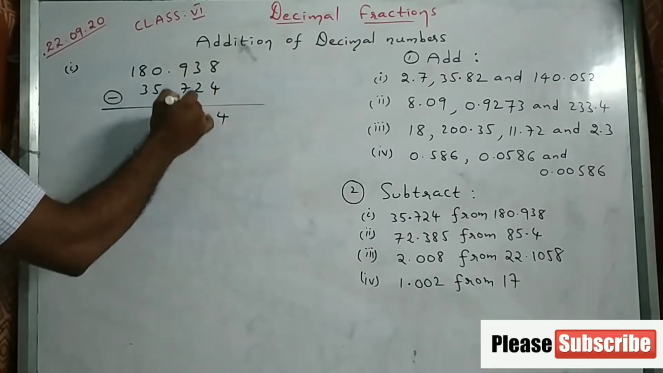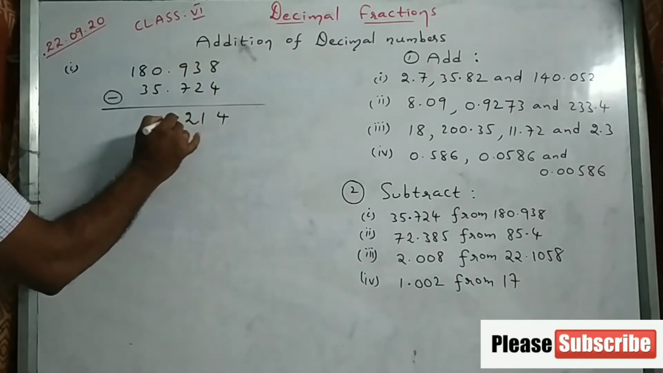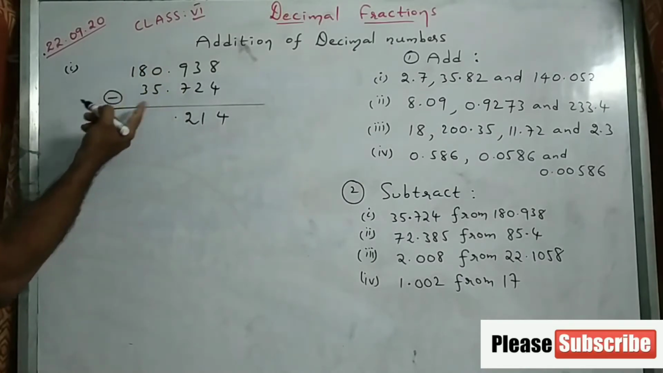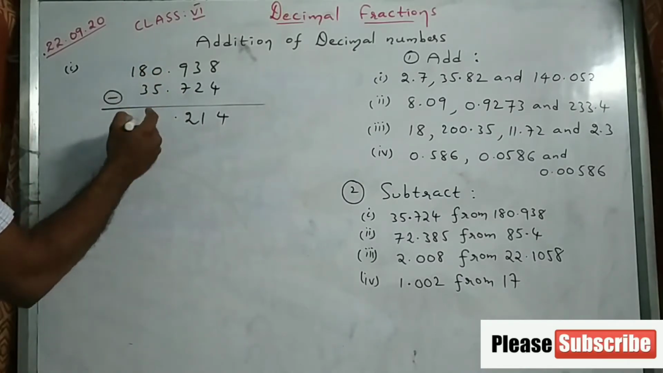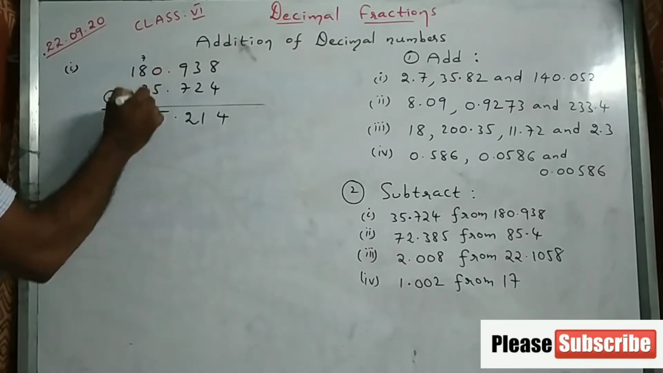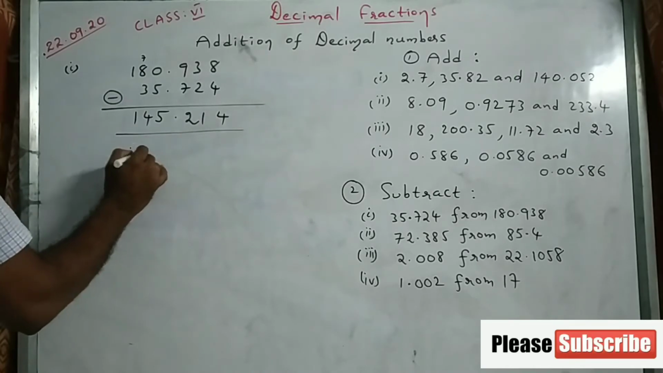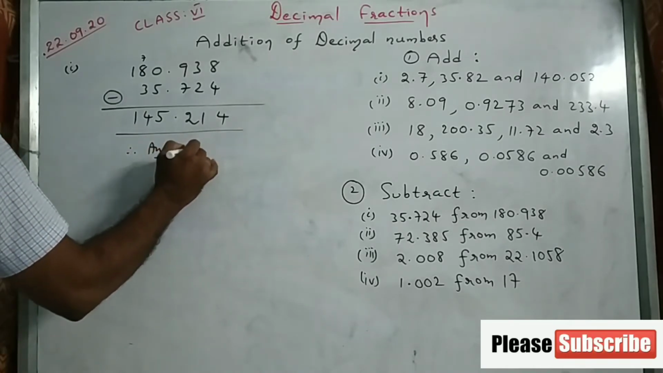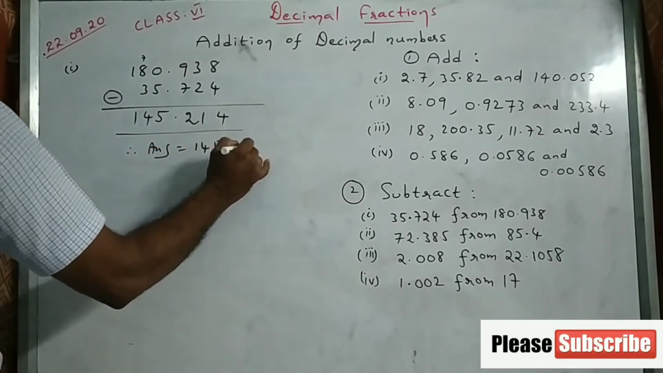3 minus 2, 1. 9 minus 7, 2. Here 0 minus 5 not possible. So 10 minus 5, 5. Here 7 will be there. 7 minus 3, 4. 1 remains as it is. Therefore, what is the final answer? 145.214.